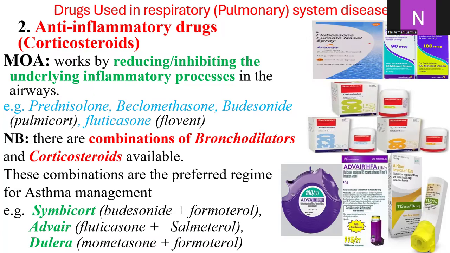Some examples of the combinations include Symbicort, which is budesonide with formoterol, budesonide being the corticosteroid and formoterol the beta agonist. Advair is fluticasone and salmeterol, fluticasone being the corticosteroid and salmeterol the beta agonist. In the same way, Tulera is mometasone, the corticosteroid, and formoterol, the beta agonist.